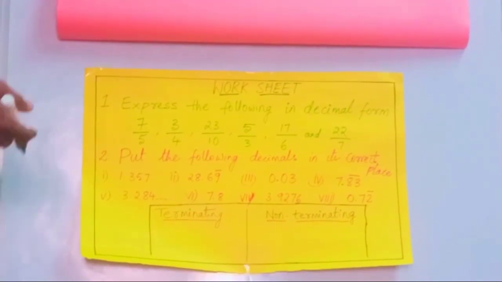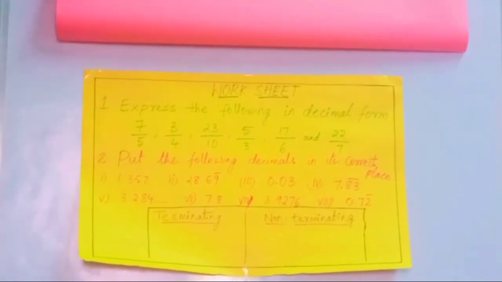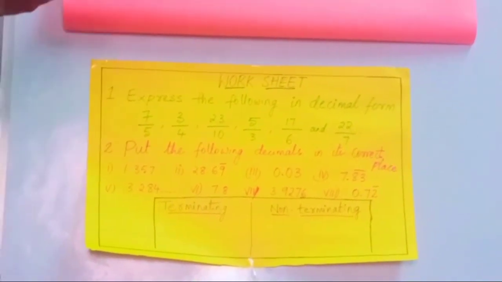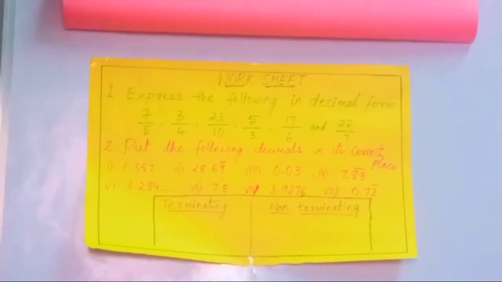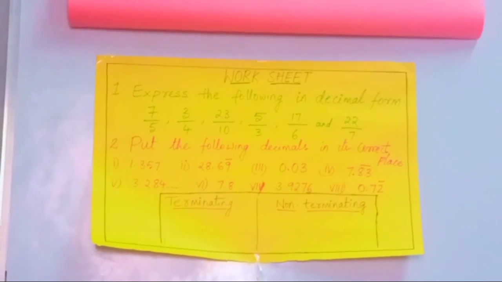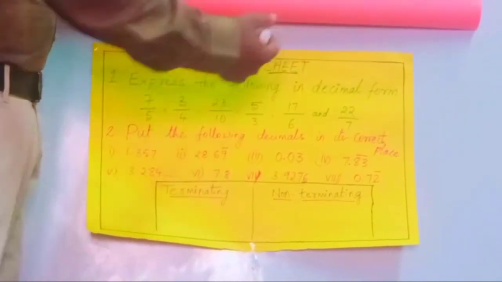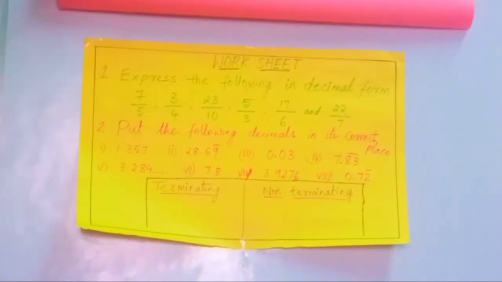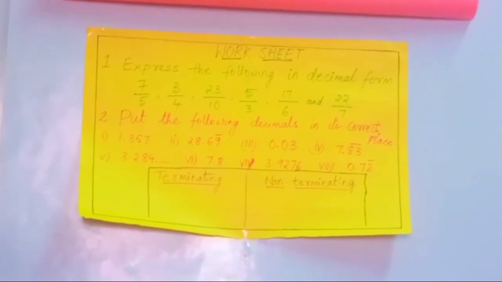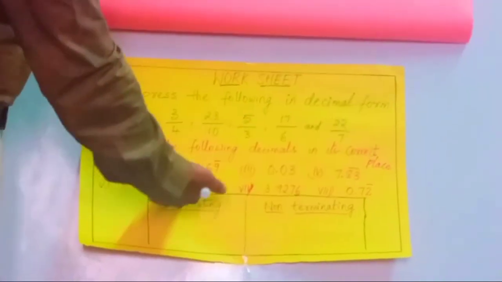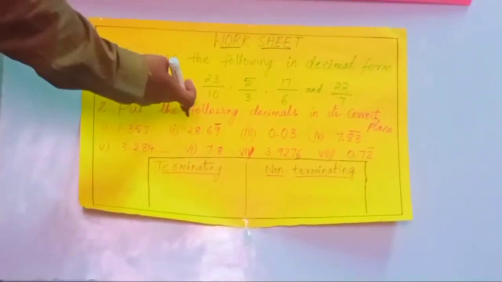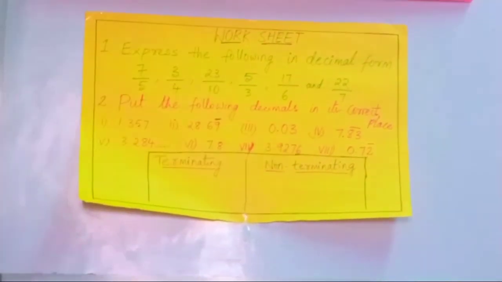This is your worksheet. I hope you will be doing this. The first one says express the following in decimal form. You have some rational numbers. You have to do the division process that we have followed and express it in decimal form. And the second one is even simpler. Put the following decimals in the correct place. I have given 8 decimals, so you have to put each one into its place.